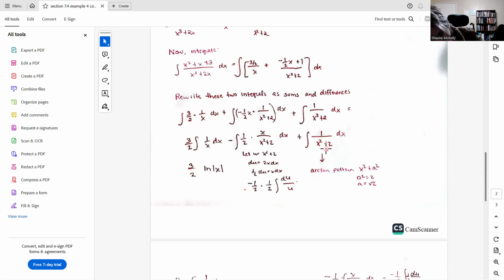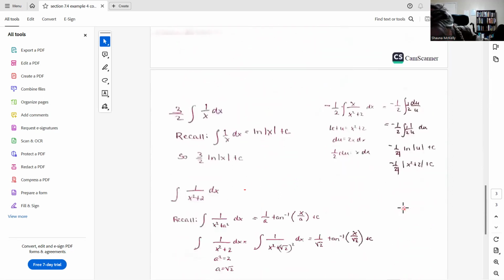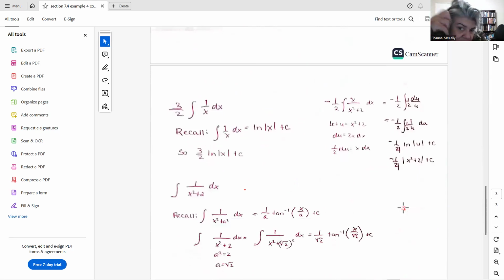This is actually an inverse tangent pattern. So if you need help with that, go back to the inverse trig functions, not the trig substitutions, but the inverse trig functions that we practiced in, I believe that was review 5. In any case, let me show you in some additional detail down here. So we have -3/2, 1 over x. This is pretty straightforward for most of you, I think. 3/2, natural log absolute value of x plus c.